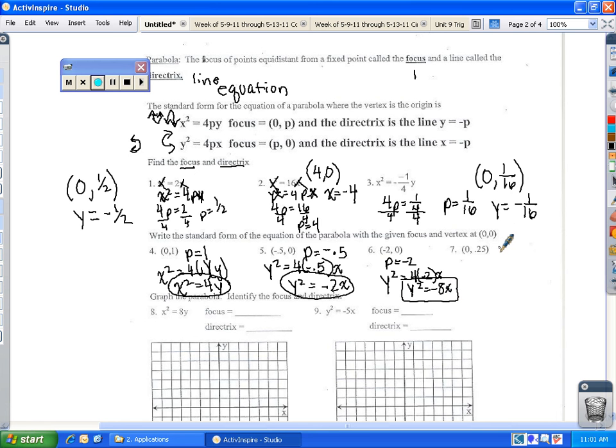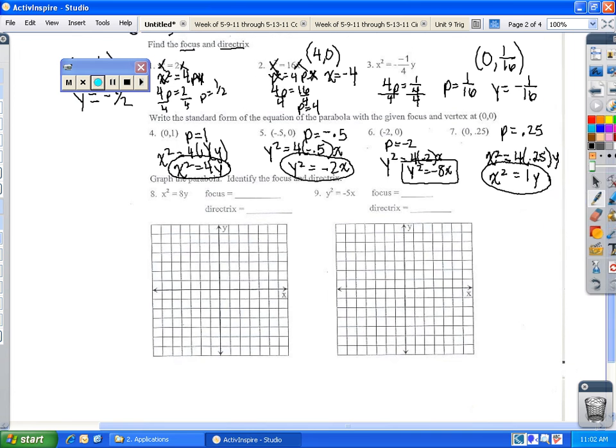And for my last one, again, p equals 0.25, so since this is (0, 0.25), that is along the y-axis, so this is an x squared equals equation. So x squared equals 4 times 0.25 times y, and I then simplify and get x squared equals 1y, or just x squared equals y.